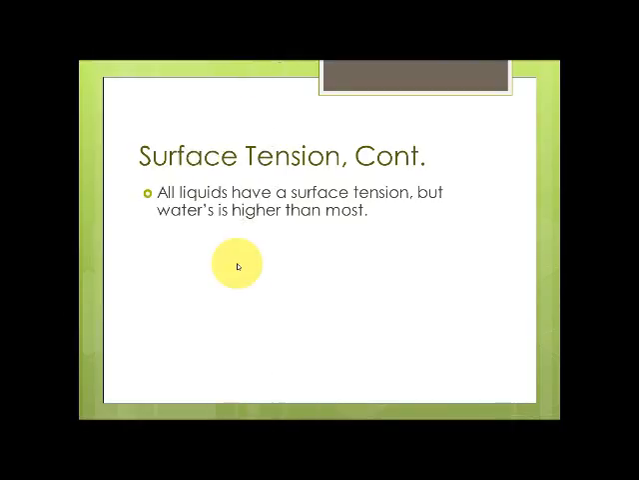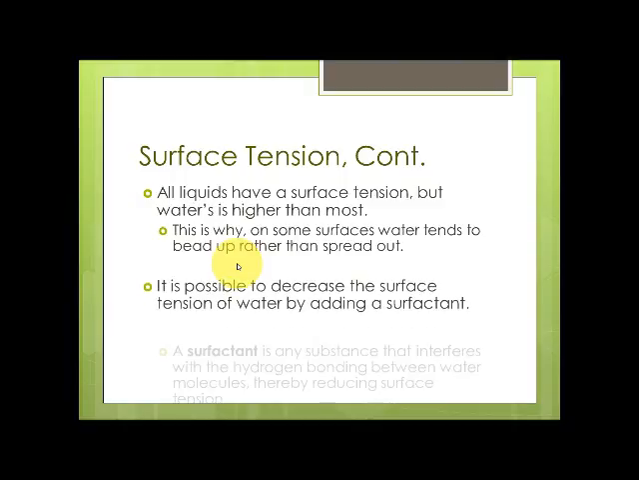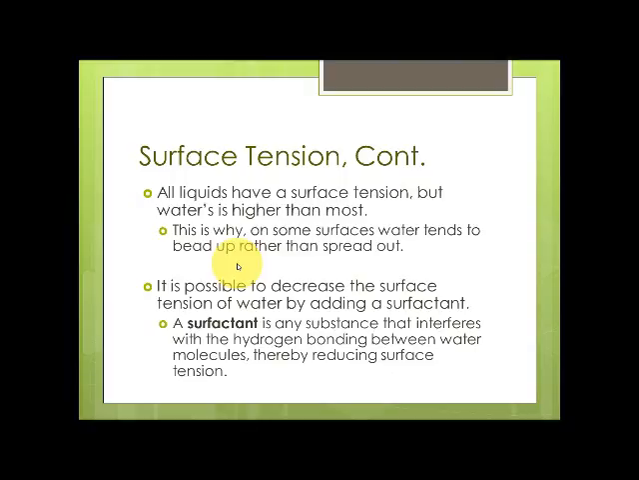So, more surface tension. All liquids have surface tension, but water's is higher than most because of the hydrogen bonding. This is why on some surfaces, the water tends to bead up rather than spread out because of those hydrogen bonds. But it is possible to decrease the surface tension by adding what's called a surfactant. A surfactant is a substance that interferes with the hydrogen bonding between the water molecules and then reduces the surface tension. So therefore, it can't be that nice little hemisphere bead of water that we normally see.